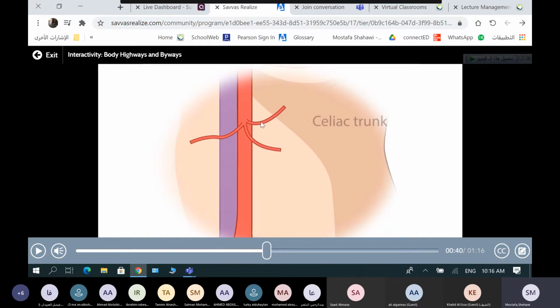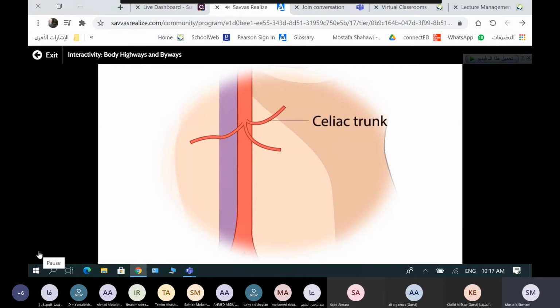So the abdominal aorta is a highway, and this is a side road called the celiac trunk, a branch or a blood vessel that emerges from the abdominal aorta and will carry blood to the stomach, for example. It's called the celiac trunk. It's a branch of the main artery.